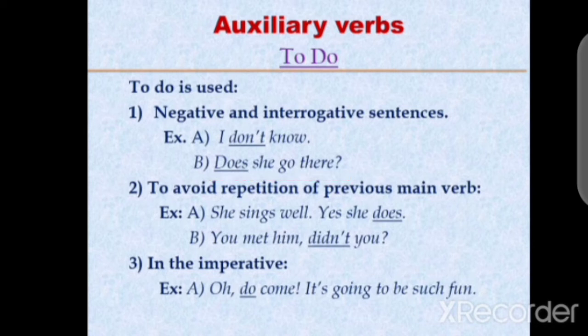So next rule, it is used to avoid repetition of the previous main verb. For example, she sings well. Yes, she does. So here, instead of saying yes, she sings well, we use yes, she does. Next example, you met him, didn't you? Next rule, it is used in imperatives to make a request or invitation more persuasive. For example, oh, do come. It is going to be such fun. Next example, do be quiet. In such cases, do is strongly stressed.